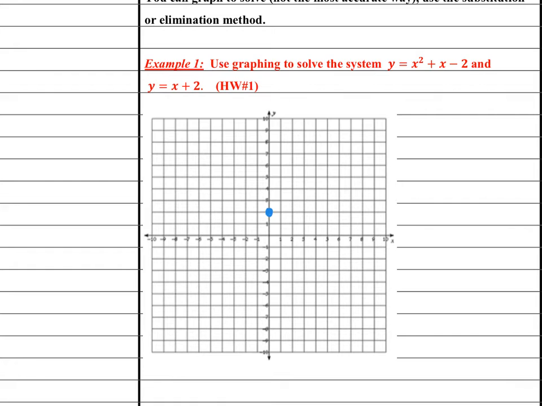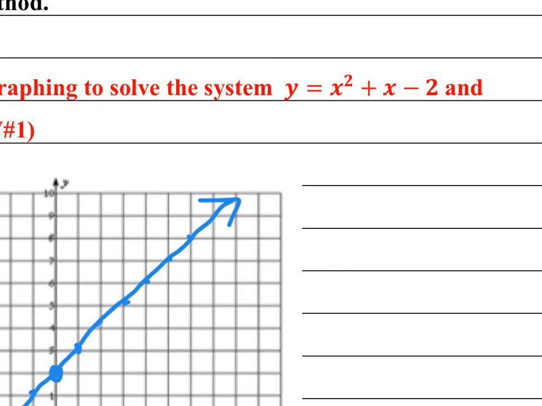y-intercept of 2, and it goes up 1 over 1. There's my line. Now we're going to do the quadratic. We're using this equation. I'm going to find my vertex first.